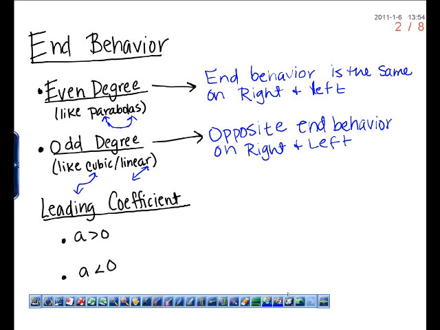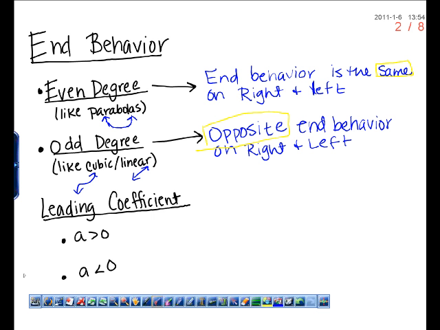So I want you to box or circle in even degree, the word same. In an odd degree, the word opposite. Those are going to be our keywords. Even is same, odd is opposite. All right, well, that tells us what the right and the left do in relation to each other, but then we have to decide, are they going to be facing up or down?